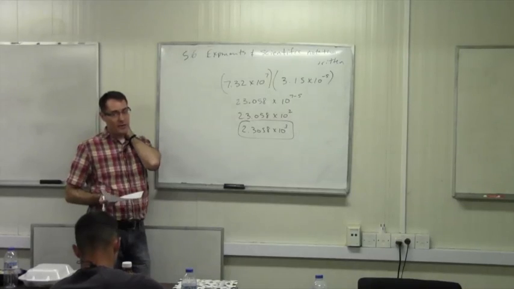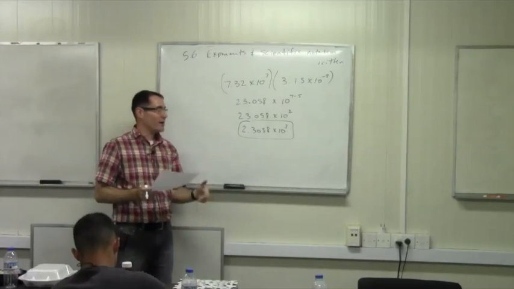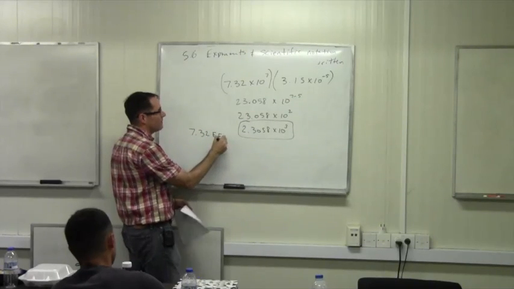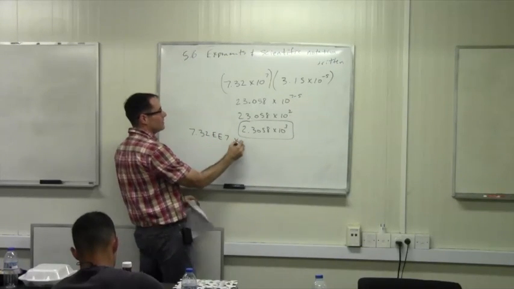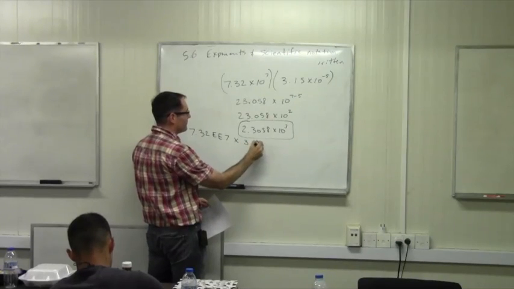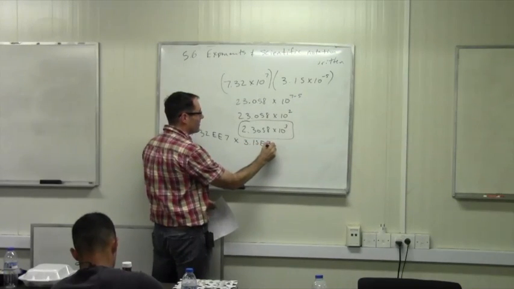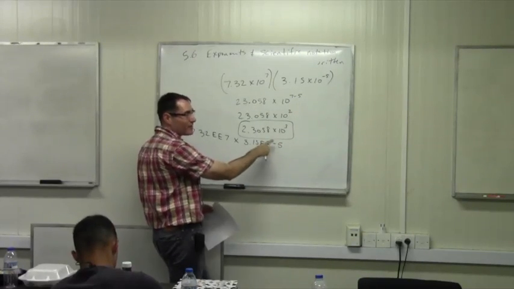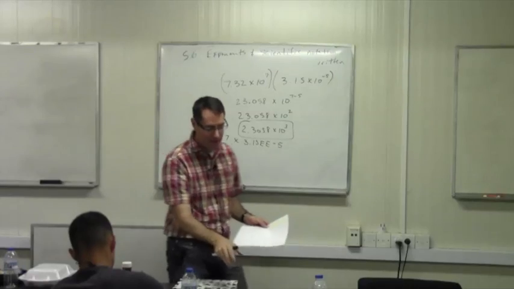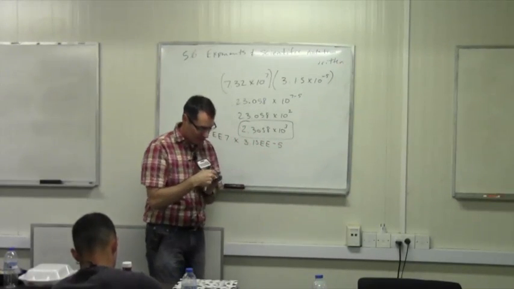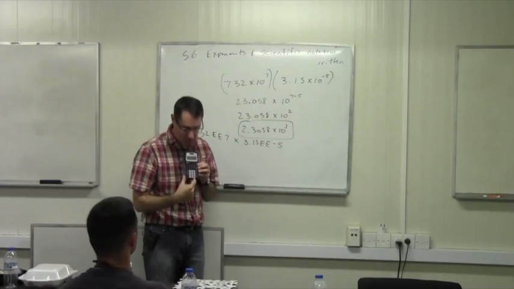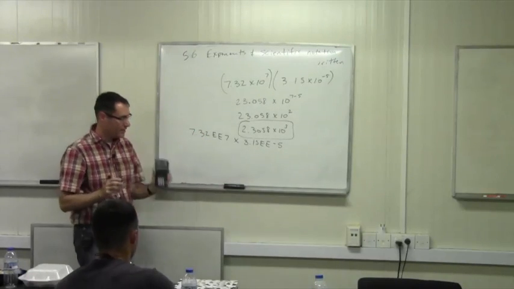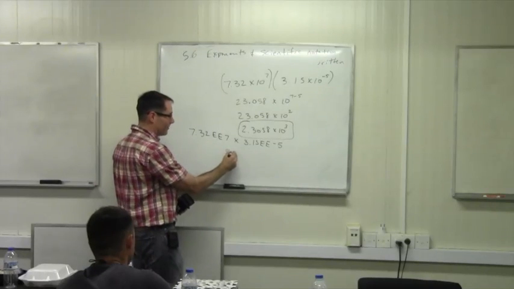This one's a pretty easy one to do on your calculator. You would do 7.32, that double E button, 7, and then the times key, and then 3.15, the double E button again, and then negative 5. The negative is the negative button, not minus. There are two different buttons on here: the minus button, and the negative button, which is this little negative sign in parentheses. Is that what you did? That's OK.